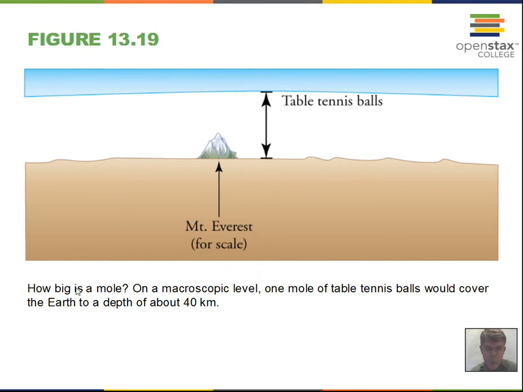What's a mole? Well, the OpenStax College textbook has a nice graphic here about a mole. You might have a rough idea of how big one table tennis ball is. If you had a mole of them spread around the sphere of the Earth, that's going to be about 40 kilometers deep of just tennis balls. And here's, for example, Mount Everest. So a mole, 6.02 times 10 to the 23rd objects make a mole. A mole is a large number. Avogadro's number is a large number.